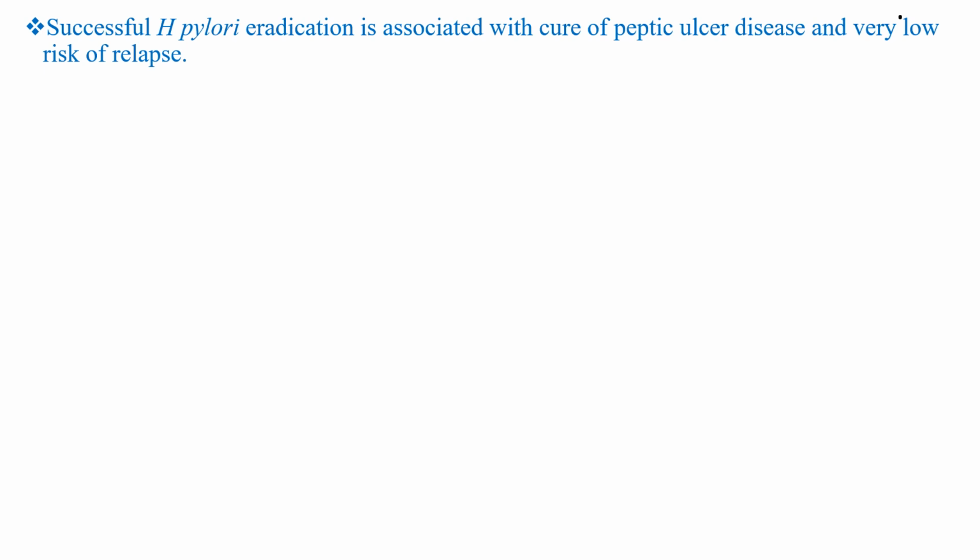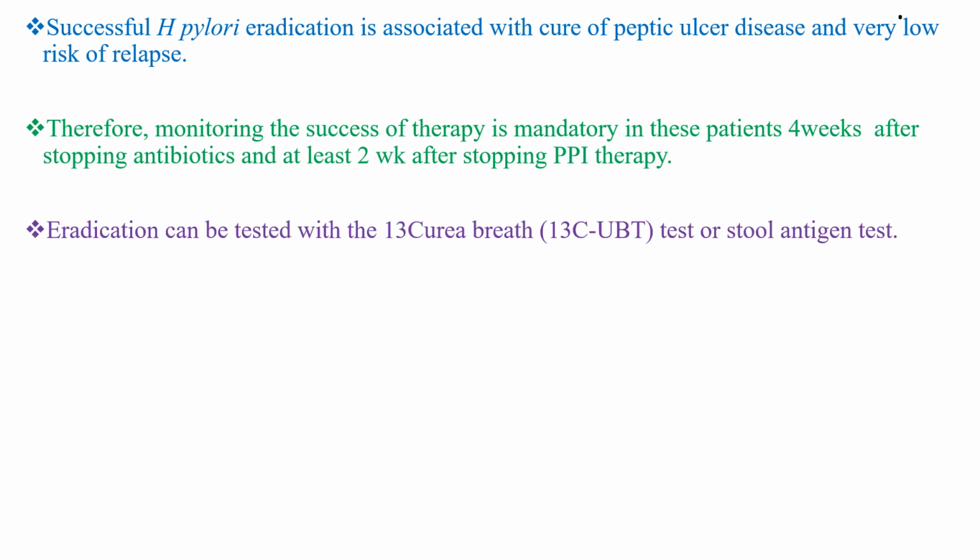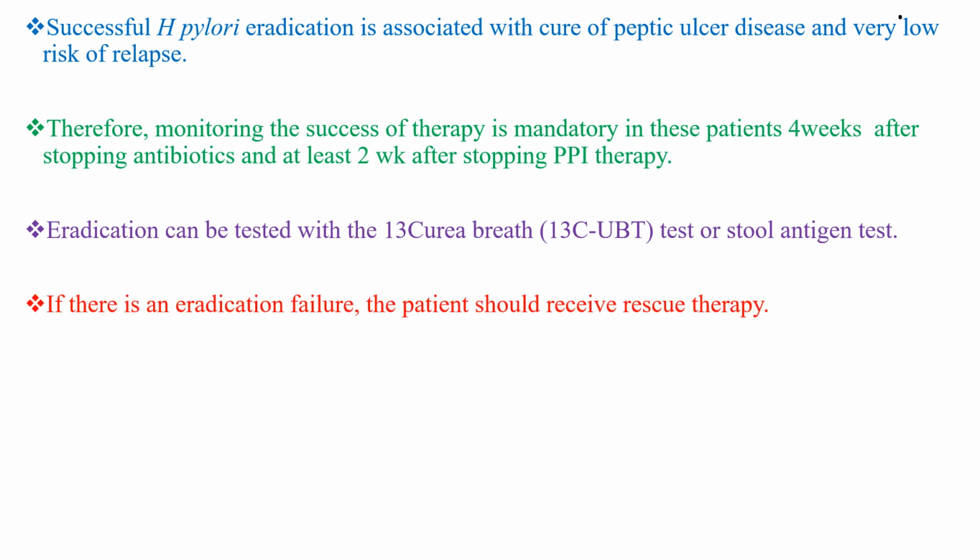Successful H. pylori eradication is associated with cure of peptic ulcer disease and a very low risk of relapse. Therefore, monitoring the success of therapy is mandatory in these patients, 4 weeks after stopping antibiotics and at least 2 weeks after stopping proton pump inhibitor therapy. Eradication can be tested with the urea breath test or stool antigen test. If there is an eradication failure, the patient should receive rescue therapy.